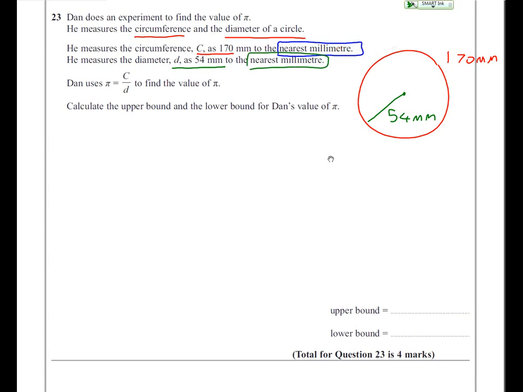Dan uses the formula pi equals C divided by D, which comes from a formula that the circumference is pi times D. And he uses this to figure out his estimate for pi. Calculate the upper bound and the lower bound for Dan's value of pi. Upper bound means biggest possible. Lower bound means smallest possible.